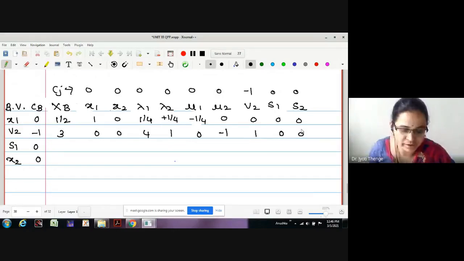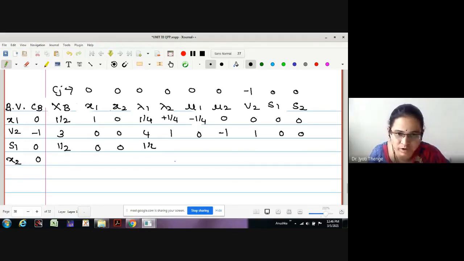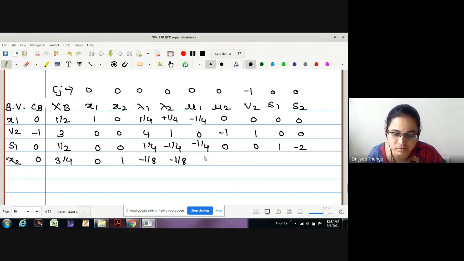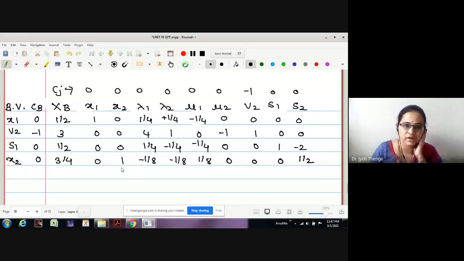Third row is 0, 1 by 2, 0, 0, 1 by 4, minus 1 by 4, minus 1 by 4, 0, 0, 1 by minus 2. Fourth row is 3 by 4, 0, 1, minus 1 by 8, minus 1 by 8, plus 1 by 8, 0, 0, 0, and half. Check the entries, okay?